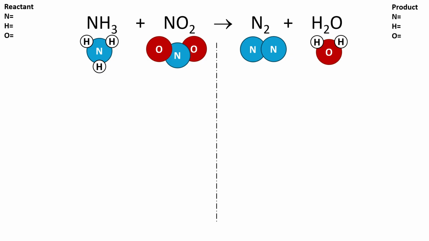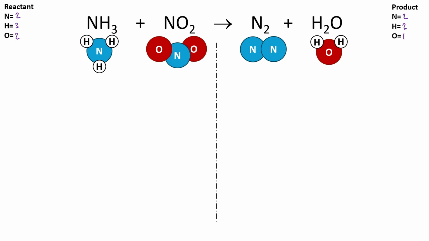So if we're looking at our unbalanced chemical equation, we can see on the reactant side that we have 2 nitrogens. Our hydrogens, we have 3 hydrogens, so that's a 3. And our oxygens, we have 2. And if we're doing a count on our product side, we have 2 nitrogens, we have 2 hydrogens, and we have 1 oxygen.